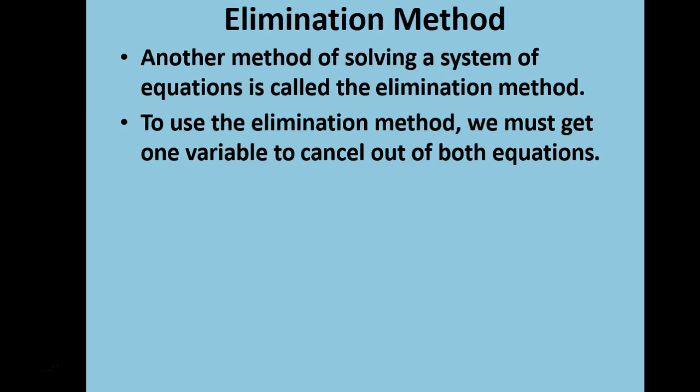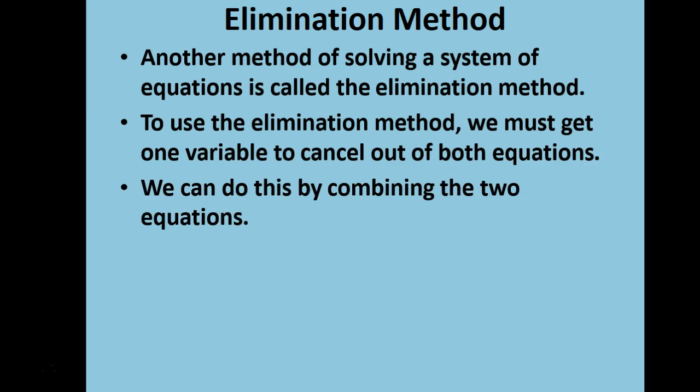So to use the elimination method, we have to get one variable to cancel out of both equations. And there's a technique we can apply here in just a moment. I'll show you. We'll do this by combining the 2 equations so that things cancel out. Here we can see an easier example that's pretty much ready to go for us. We've got 5x minus 2y equals 13, and we've got 3x plus 2y equals 11.